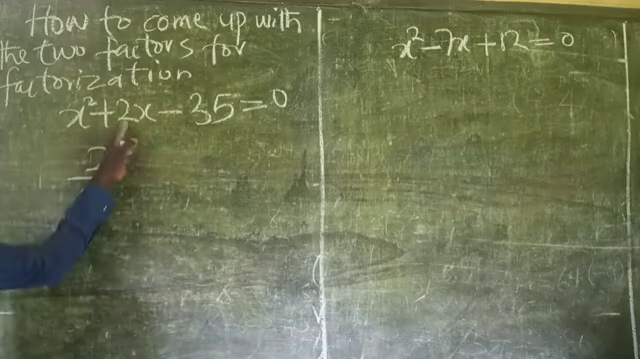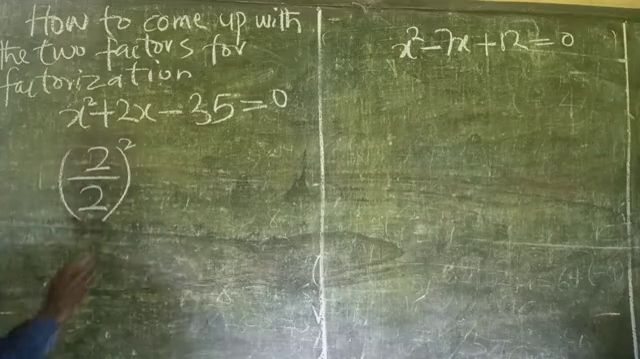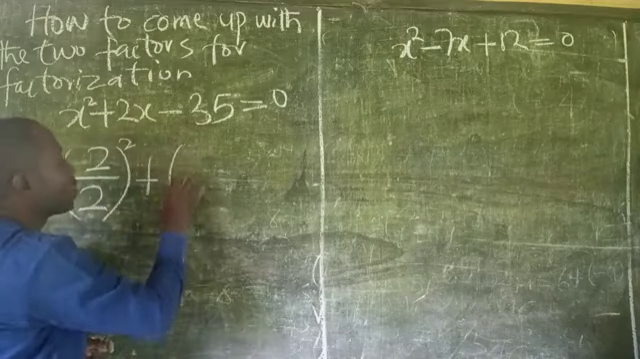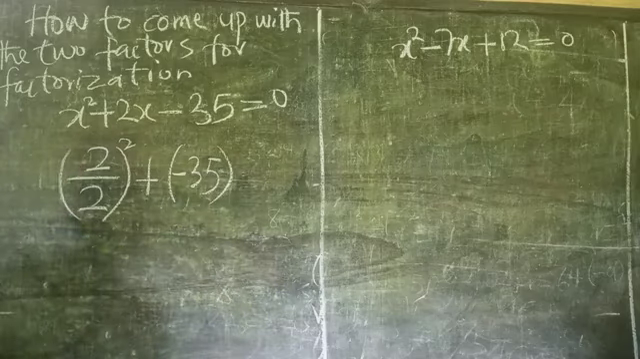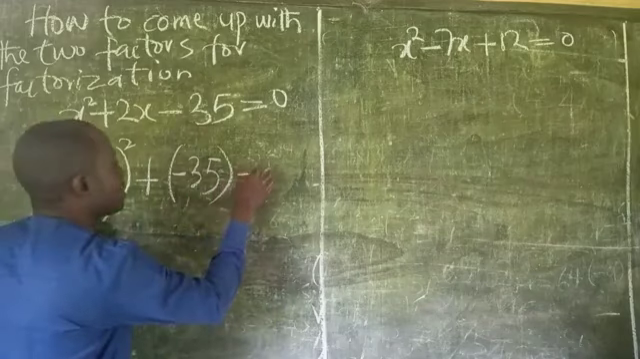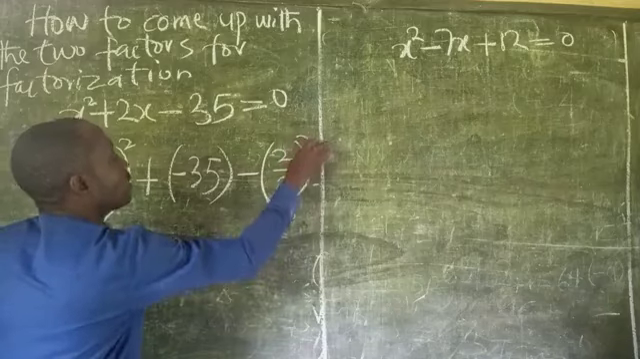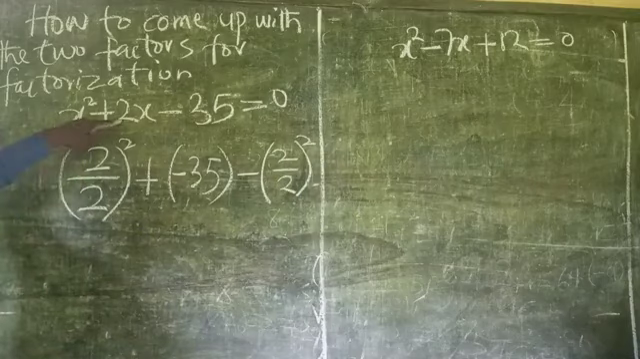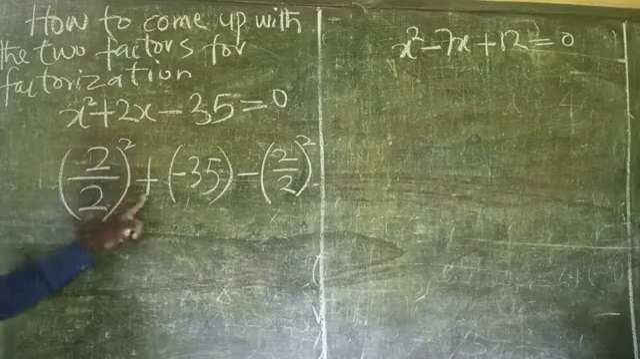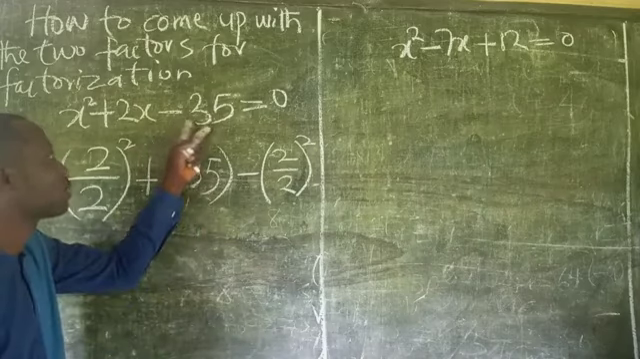Listen to that. You take the coefficient of the s, divide it by 2, you square it. You add the constant to it, and the constant is minus 35. After adding the constant to it, you repeat this same thing by subtracting it. So this will be 2 over 2 squared, your first step. So what you have done is you took the coefficient of the x, you divided it by 2, and you squared it. You added the constant to it. I carry the negative sign because the constant is minus 35.